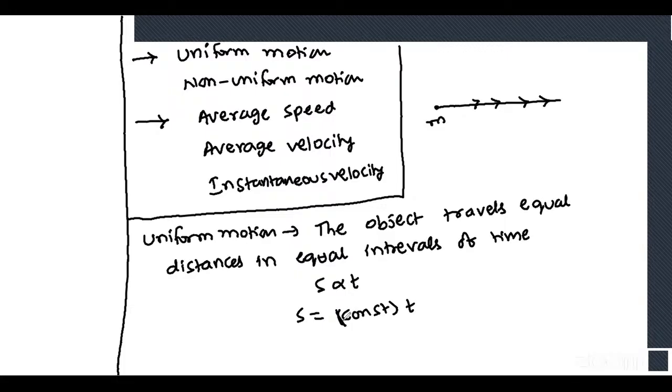So S means distance. Distance by time equal to constant. S by T equal to constant. Distance by time means nothing but speed.